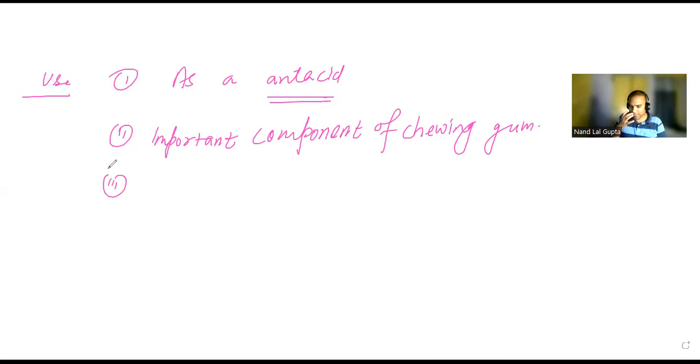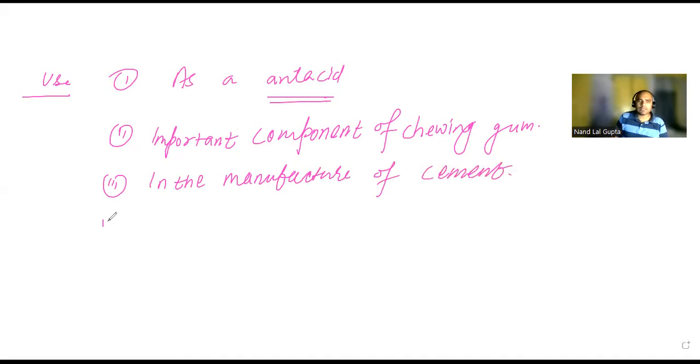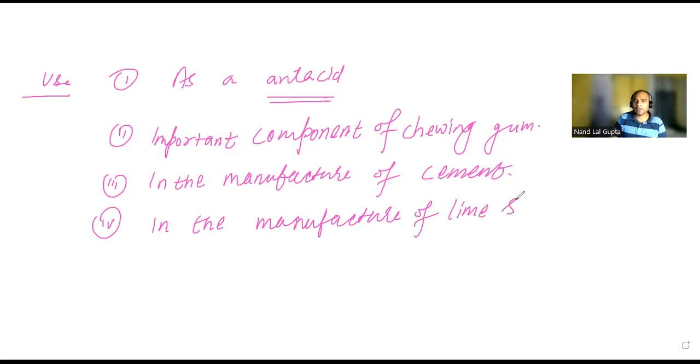Now let us go for the third point: in the manufacture of cement. These are the uses. Last one, the fourth one, is in the manufacture of limestone. So in total 4 uses are there. That you write down.